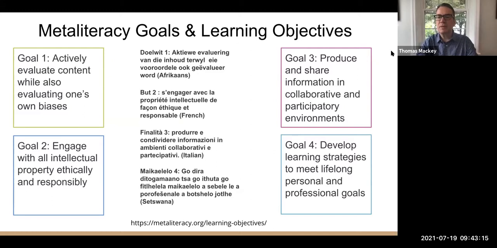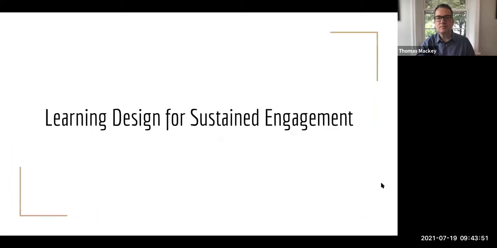And because we see metaliteracy very much as a learning theory for lifelong learning, the fourth goal really creates that trajectory. So it's really about the learner taking charge of their own learning goals and developing learning strategy to meet their own personal and professional goals, which is a key aspect of that. We also show here too, if you go to metaliteracy.org, you'll see the goals and learning objectives, and you'll see several translations of the goals and learning objectives. And we're so happy with that interest, that global interest in these goals and objectives.